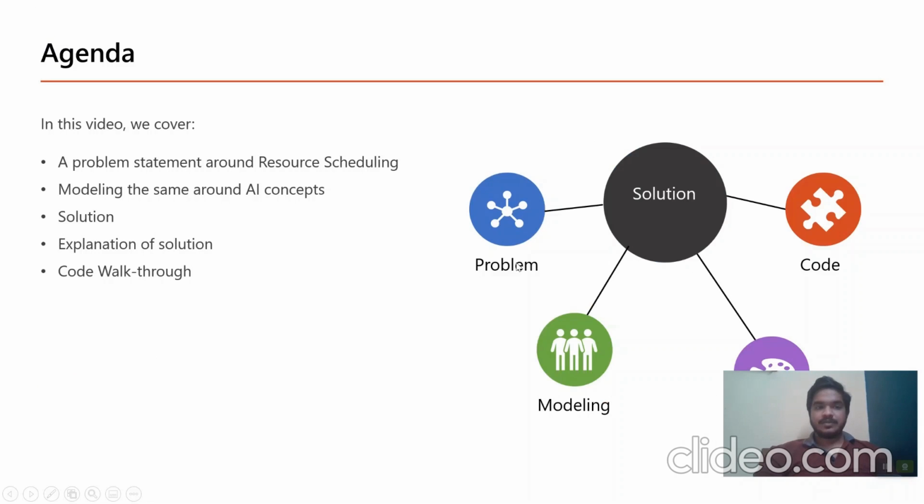So in this video, we cover the problem statement. We also look at why this is used as an AI concept and how the same can be modeled around the concepts available. We'll look at the solution. We'll have an explanation of what we are doing and a basic code walkthrough of how to find the minimal colors required to color a complete graph with a particular use case.